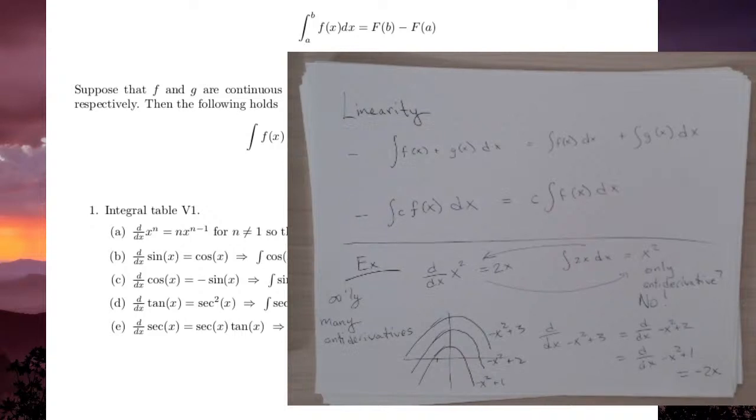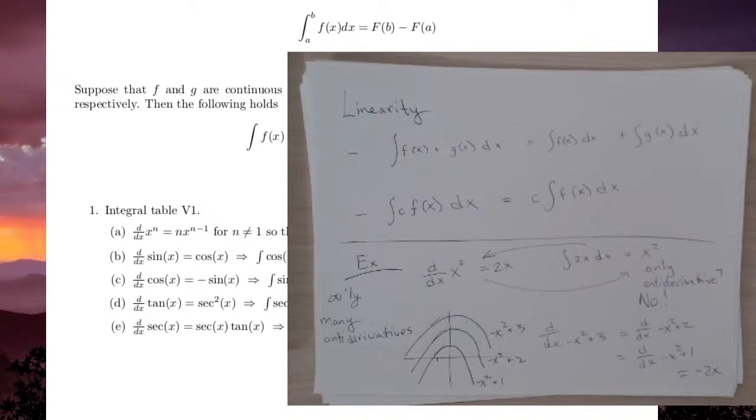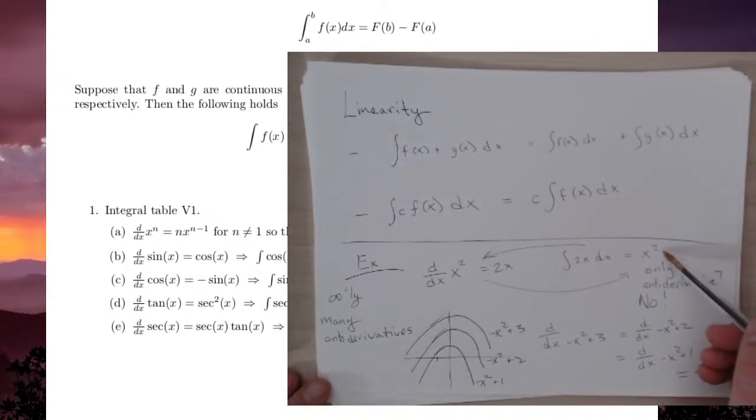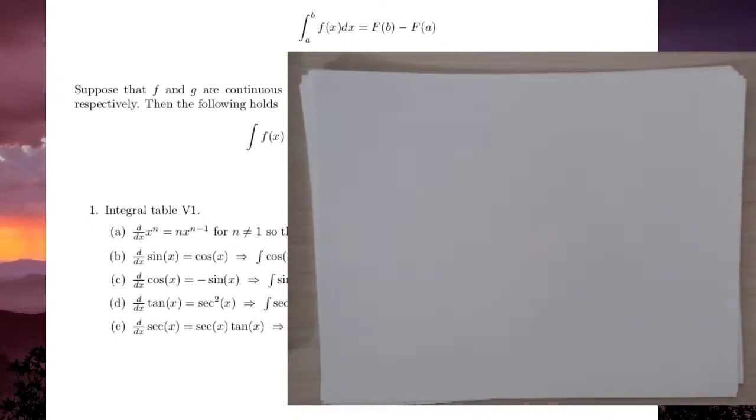Yeah. And so what we want to do is classify all of them at once. The truth is that all the antiderivatives are just going to be the vertical transformations of this first one. You take a specific antiderivative, right here. This is a specific one. And then if we add any constant to it, we're going to get something that is also an antiderivative. And so that's what the plus c is for.